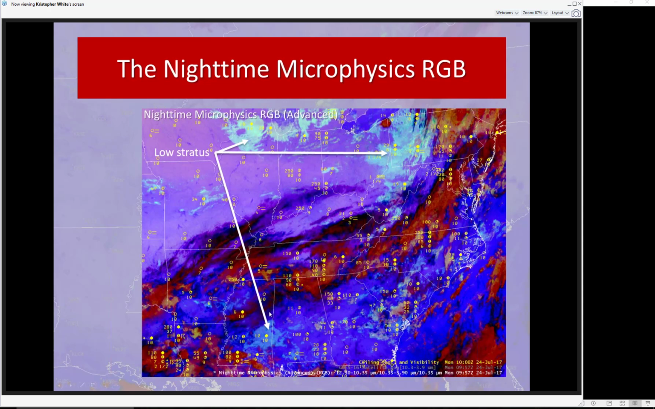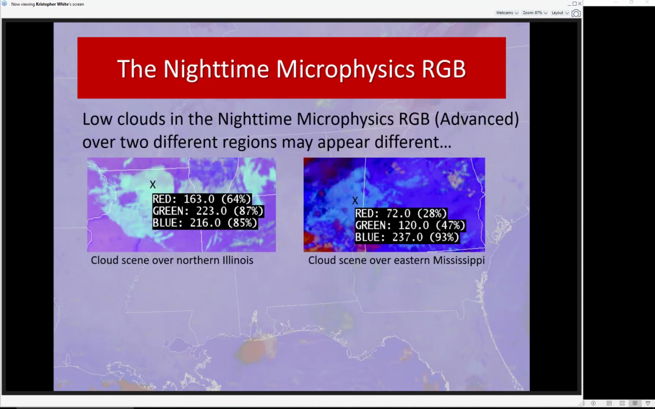So I wanted to discuss that and then make the point that clouds across different regimes will look a little bit differently, across different weather and climate regimes, okay? So let's focus on these two different areas right here. And this is again the cloud scene over northern Illinois and the cloud scene over eastern Mississippi.